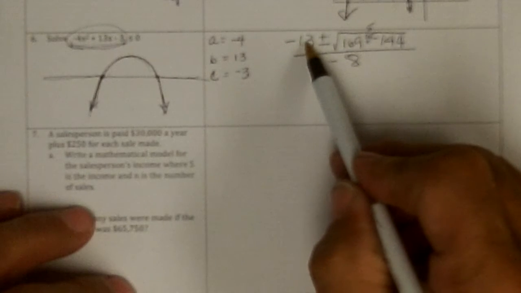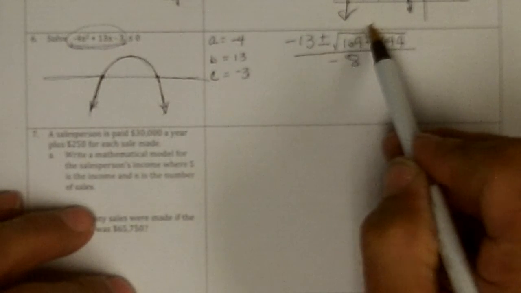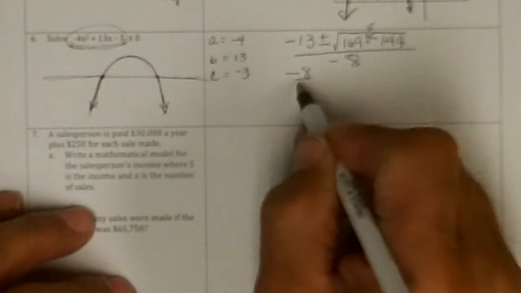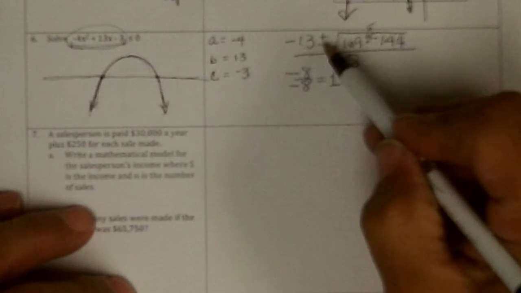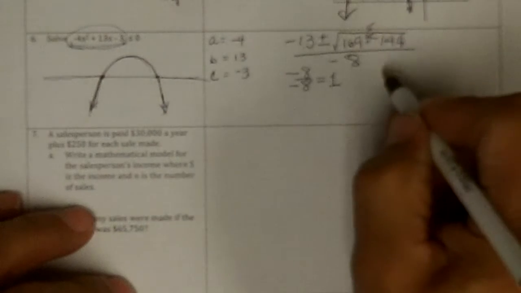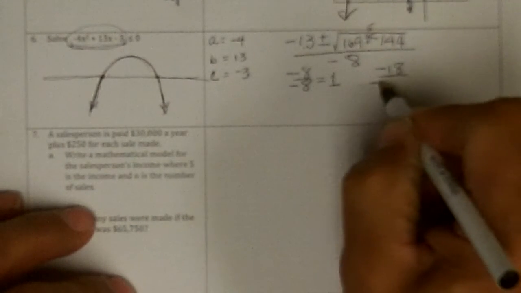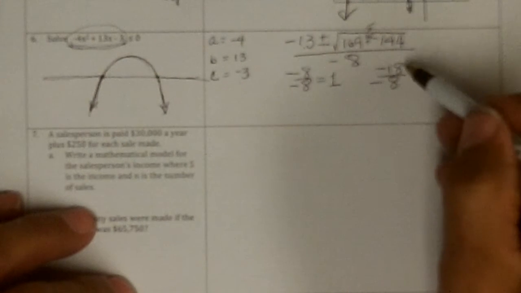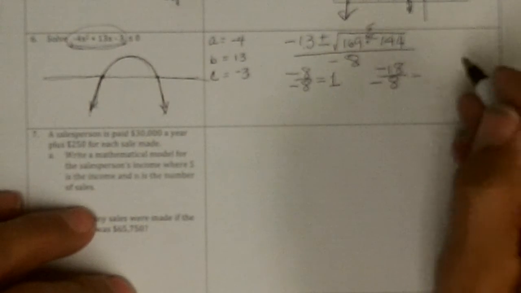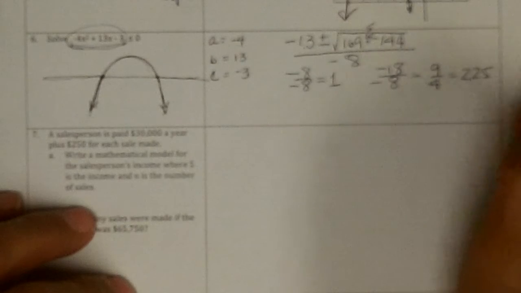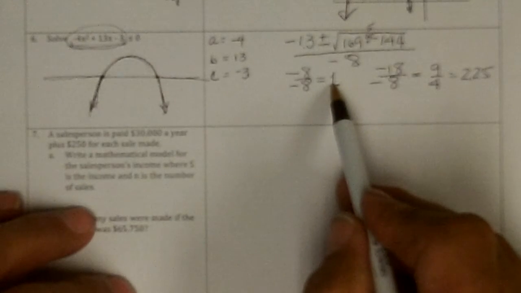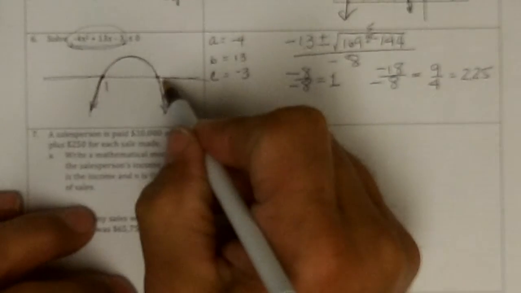So -13 plus 5 is -8 over -8, which is 1. -13 minus 5 is -18 over -8, which is, let's see, 2 would go into these and be positive 9/4, or 2.25 or 2 1/4, whatever. So this parabola hits the x-axis at 1 and 2 1/4. 1 is here and 2 1/4 is here.